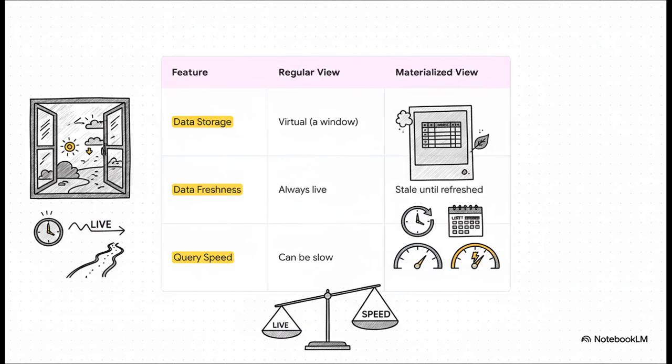Okay, this slide is super important, so let's really break this down. A regular view is virtual. It's just a window. A materialized view is physical. It's a photo. Now for freshness, a regular view is always live. A materialized view, it's a snapshot, so it gets stale, and you have to remember to refresh it. And that brings us to the fundamental trade-off. A regular view can be slow, but it's always fresh, while a materialized view is incredibly fast, but its data is only as current as its very last refresh.